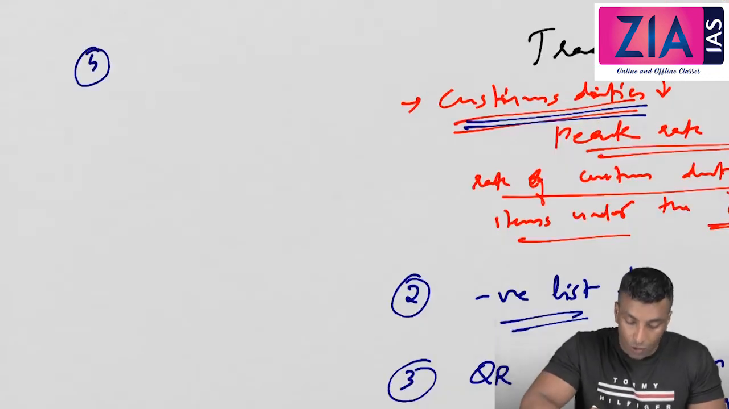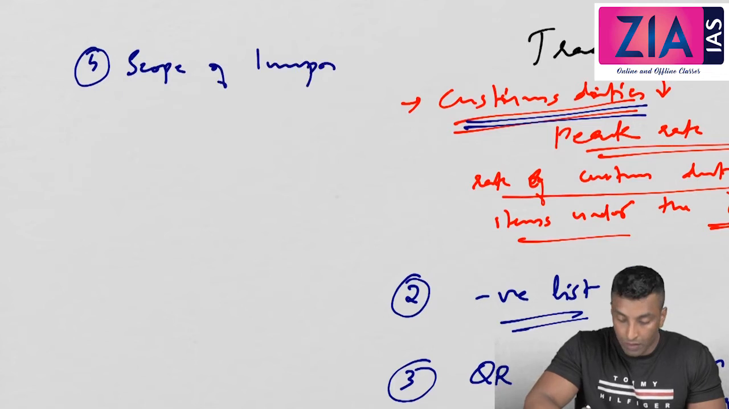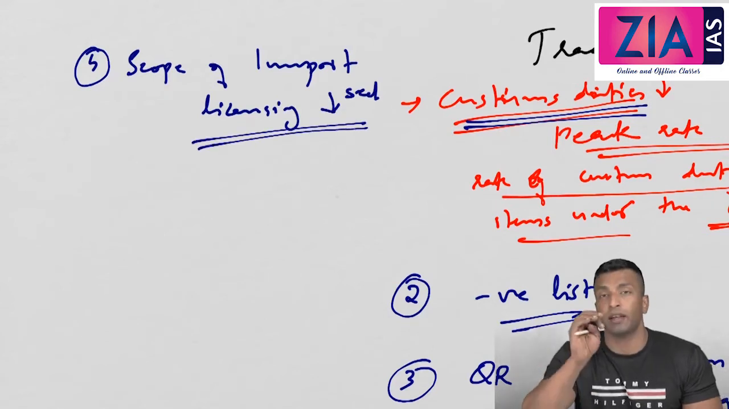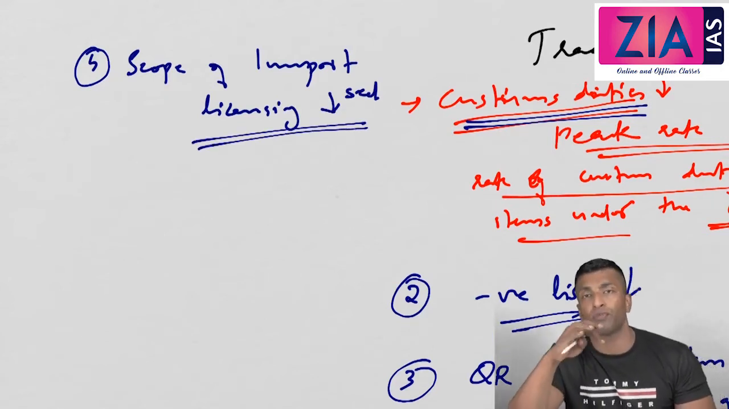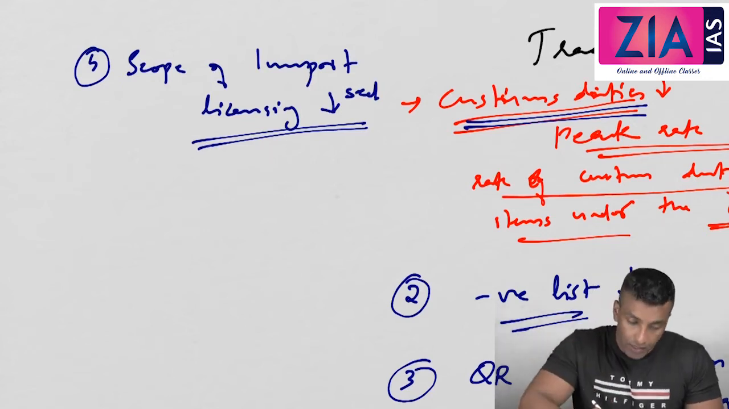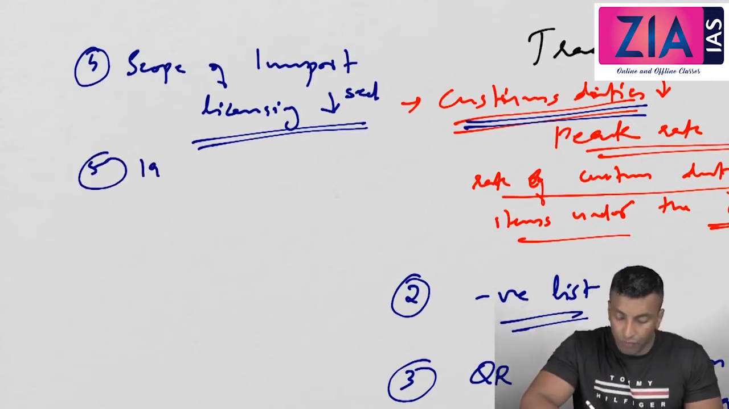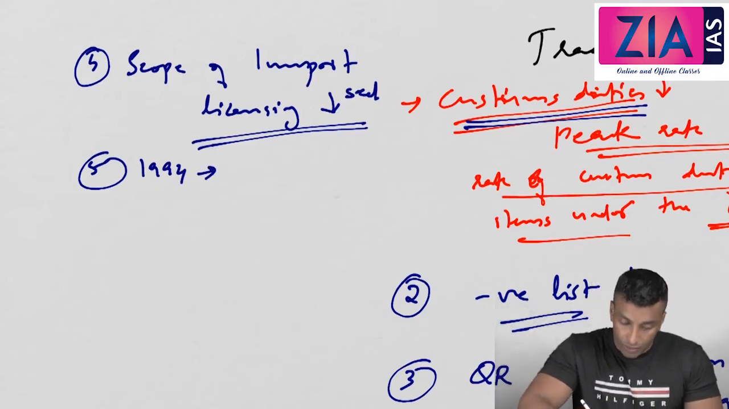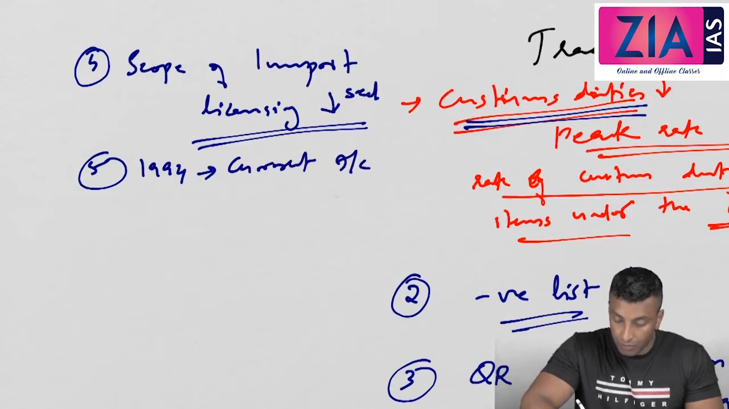Now next is scope of import licensing decreased. That means now import licensing is required only for a few items. You don't need import licensing for all the items. Next one, in 1994, we have already discussed this point when we discussed the capital market. There was current account convertibility.